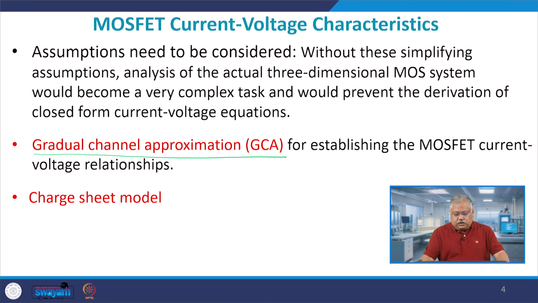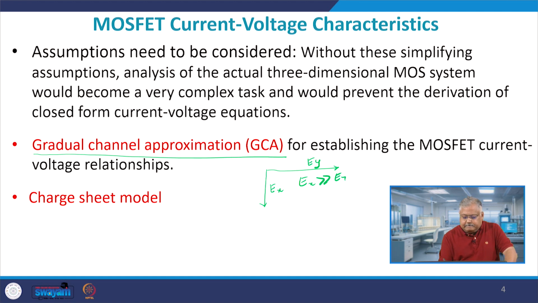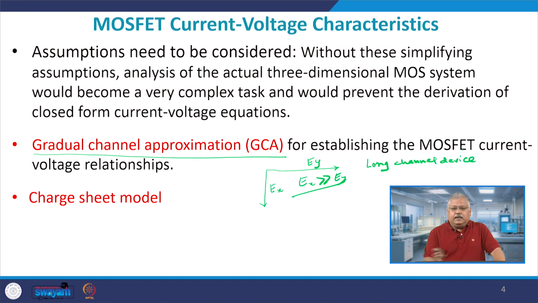So, what is the gradual channel approximation? I can safely assume that the variation of the electric field is relatively small in the y direction and typically very large in the x direction. So, Ex is orders of magnitude larger than Ey. This is known as the gradual channel approximation, and typically it is favored for long channel devices. In a long channel device, the device dimensions are so large along the length that the electric fields are relatively small. Let us come to the second assumption, and that is known as the charge sheet model.